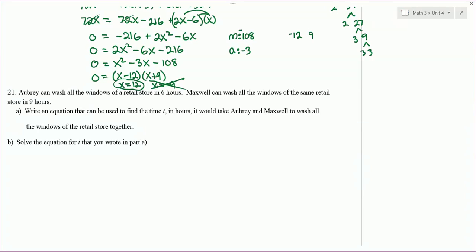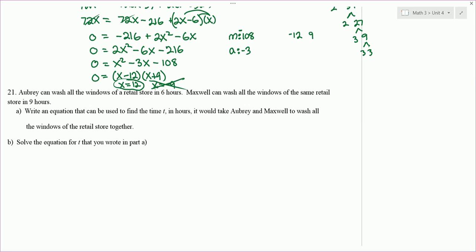Number 21. Aubrey can wash all the windows of a retail store in 6 hours. Maxwell can wash all the windows of the same retail store in 9 hours. So it takes Maxwell a little bit longer. Write an equation that can be used to find the time in hours it would take Aubrey and Maxwell to wash all the windows together. Okay.